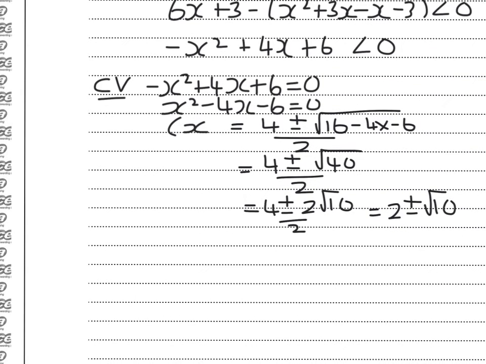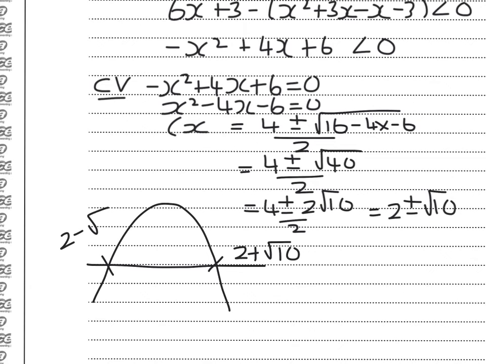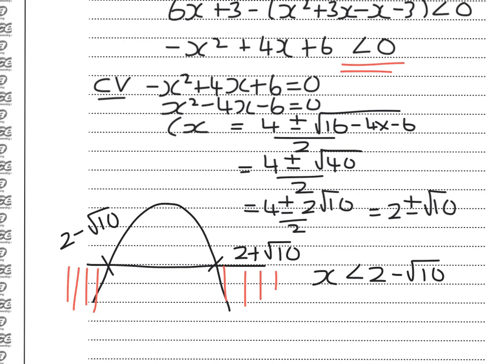If I now sketch my curve, I have a negative quadratic, which is crossing at 2 plus root 10, and is crossing at 2 minus root 10. I want less than 0, so I want everywhere that the graph is below the axes, and the graph is below the axes in these regions, which gives me the solution that x must be less than 2 minus root 10, or x can be greater than 2 plus root 10.